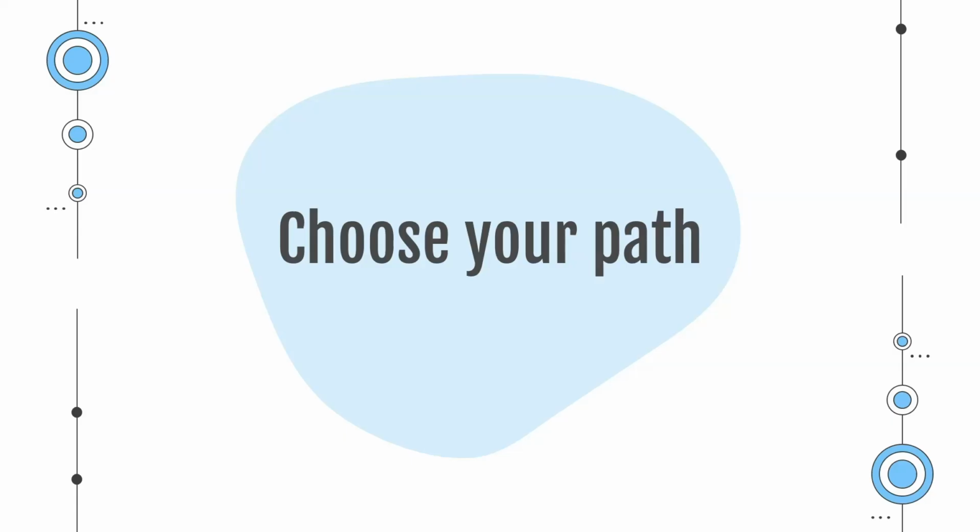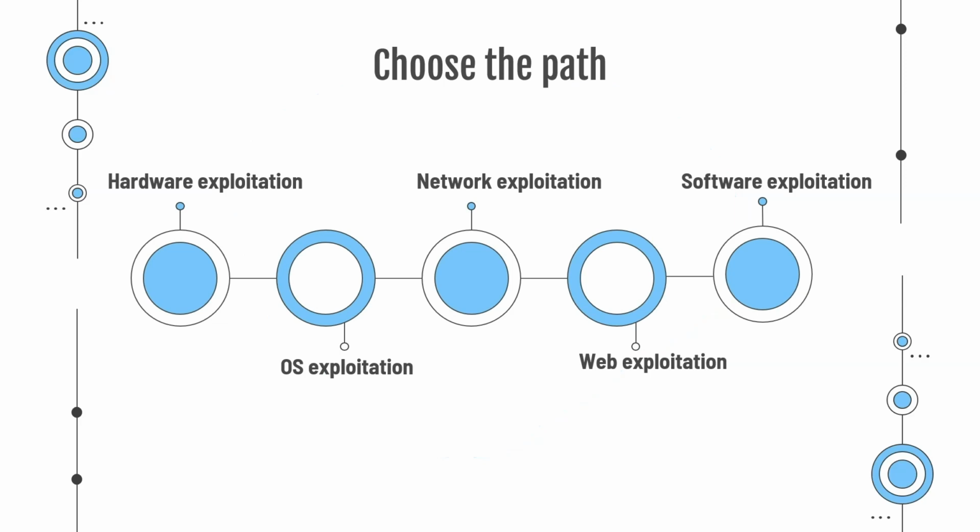Choose your path. It can be cybersecurity in all domains, but you must choose: hardware exploitation, operating system exploitation, network exploitation, web, or software. For hardware exploitation, it's about radio frequency, hacking cars, hacking RF, or learning about software-defined radio, and more.